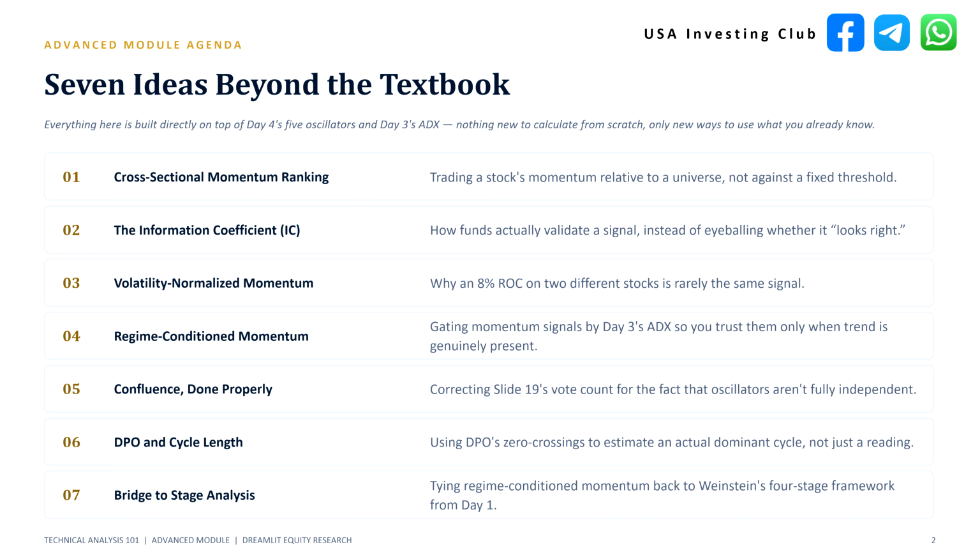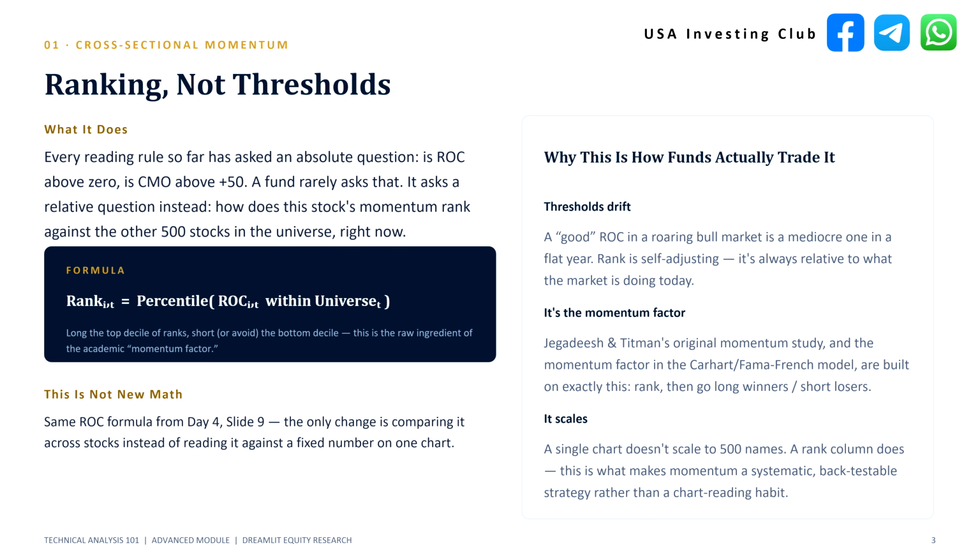Let's start with cross-sectional ranking. Ranking, not thresholds. Every reading rule so far this week has asked an absolute question. Is ROC above 0? Is CMO above +50? A fund rarely asks that question. It asks a relative one instead. How does this stock's momentum rank against the other 500 stocks in the universe right now?